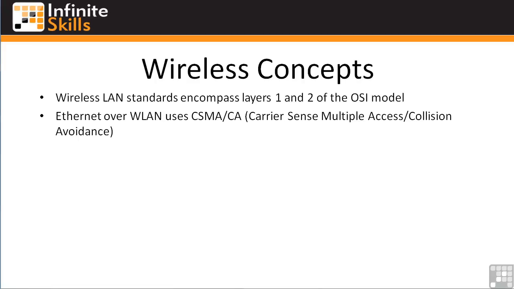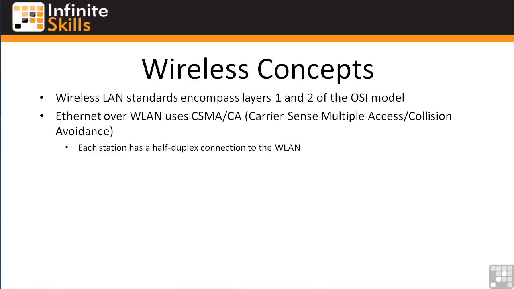Ethernet over wireless LAN uses CSMA/CA, which stands for Carrier Sense Multiple Access Collision Avoidance. That differs from the standard CSMA/CD access method that regular Ethernet uses. Essentially, with a wireless LAN, each station has a half-duplex connection to the wireless network. In other words, the station can listen or it can transmit, but it cannot do both at the same time like a standard wired computer could.